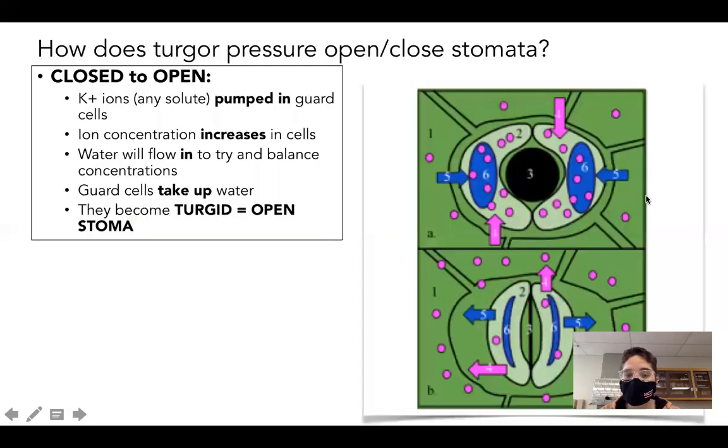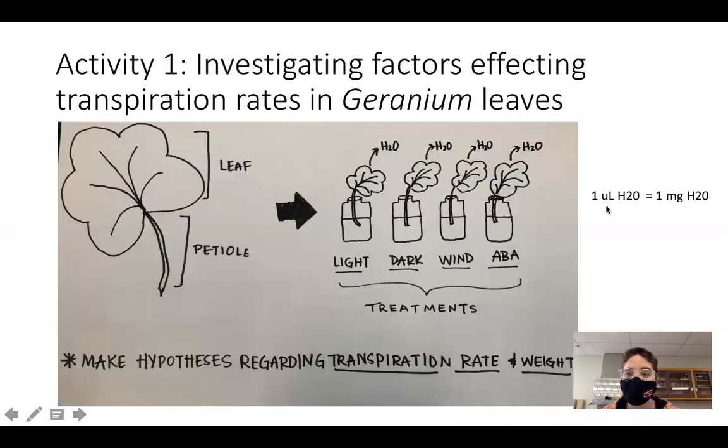It's also important to note that 1 microliter of water is equivalent to 1 milligram of H2O. And so this is why we're doing the weight, because we can convert it to the amount of water that has left the vial. Okay, so that is activity 1.